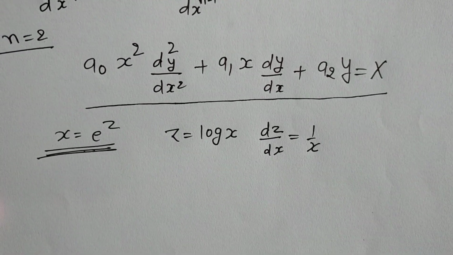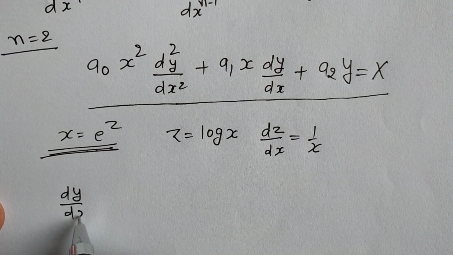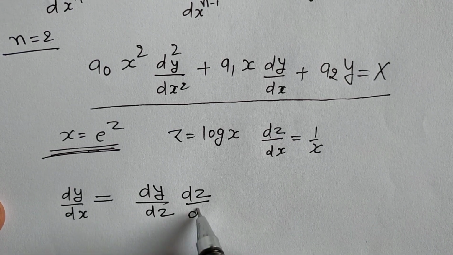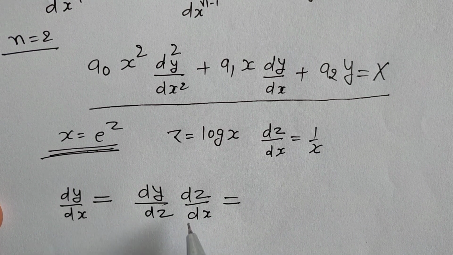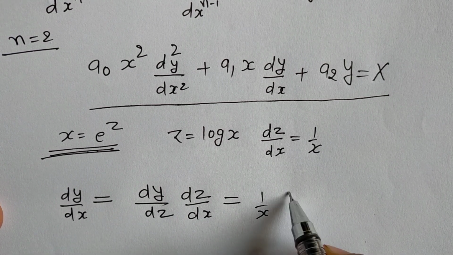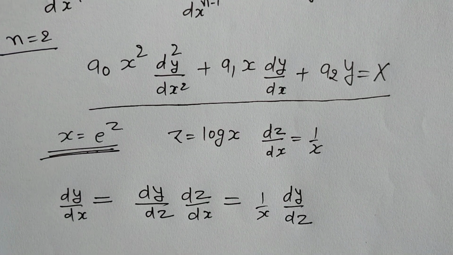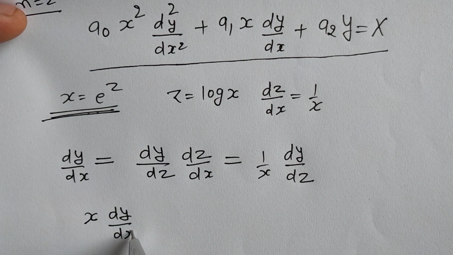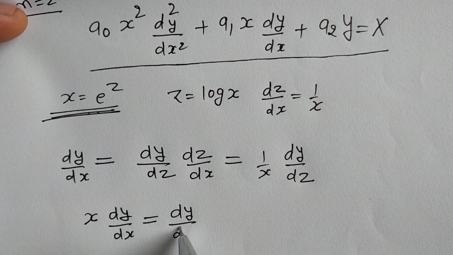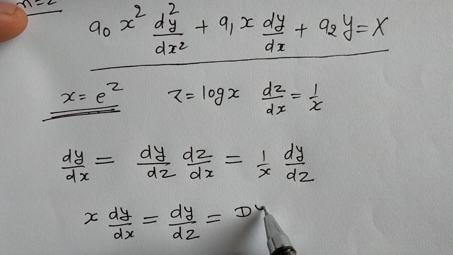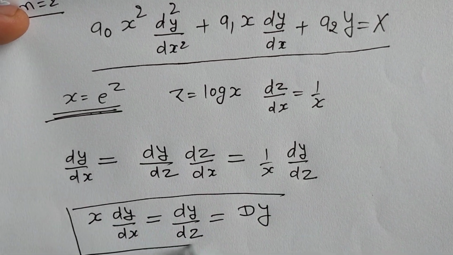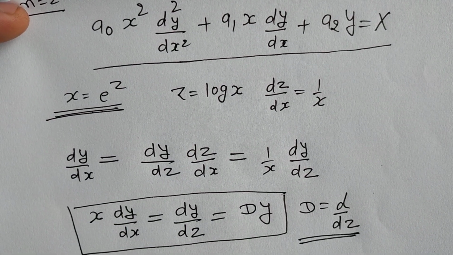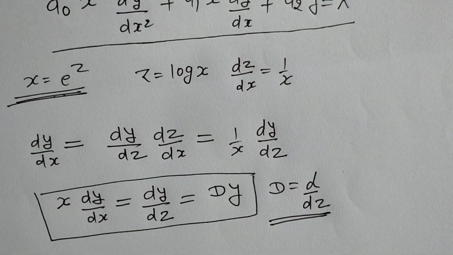So let us find out the first derivative dy by dx. This will be dy by dz and dz by dx. So dz by dx equal to 1 by x. So we can have 1 by x dy by dz. So this will be x dy by dx equal to dy by dz. This also we can write Dy, capital D, where capital D is the d by dz operator.